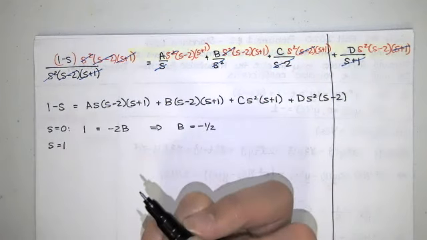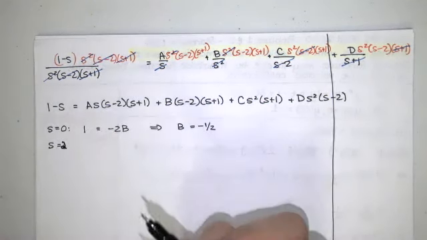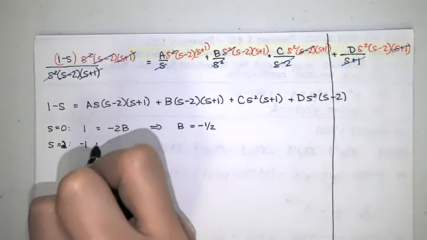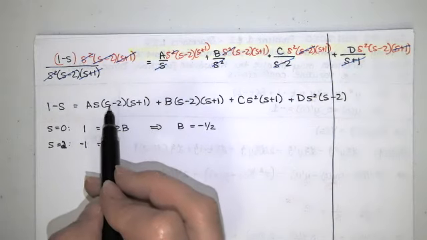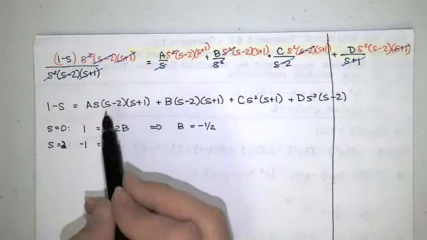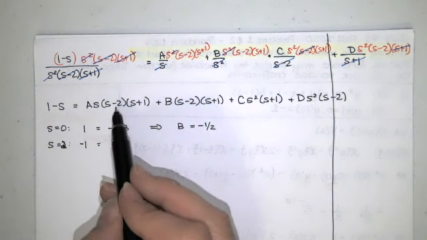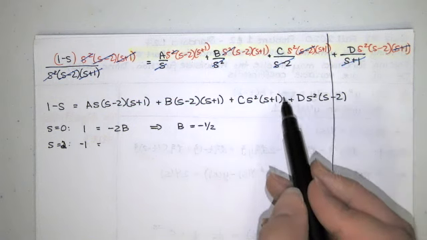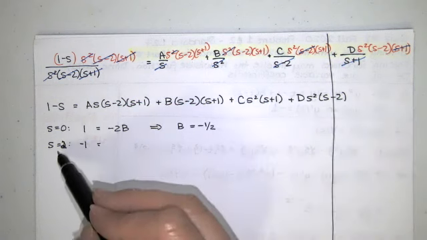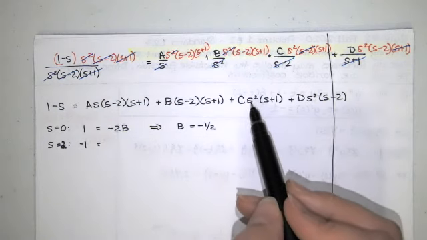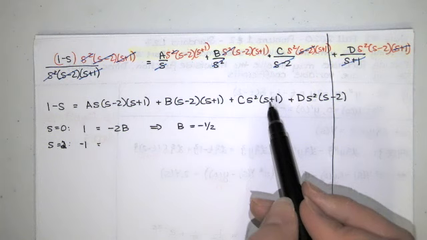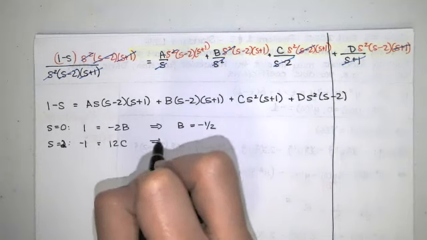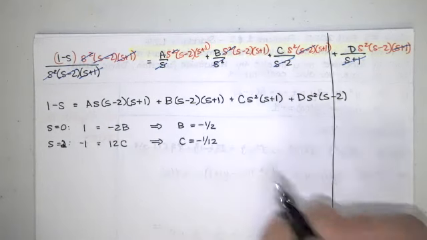Then I'll let s equal positive 2 in order to cause s minus 2 to be 0. Well, then I'll have 2 minus 1, which is 1. And if s is equal to 2, then s minus 2 is 0. So this is a times 0 plus b times 0 plus d times 0. The only part that's not 0 is this term. S is equal to 2. So we're going to have c times 2 squared, which is 4. 4 times 2 plus 1, which is 3. 4 times 3 is 12. So c is 1/12.